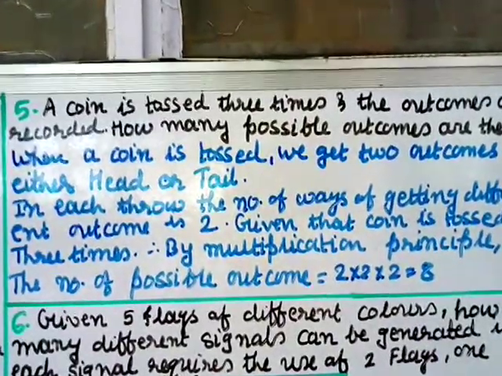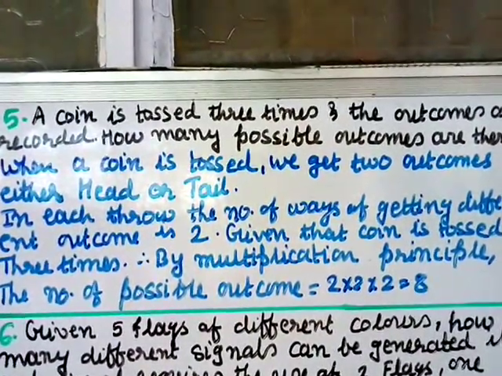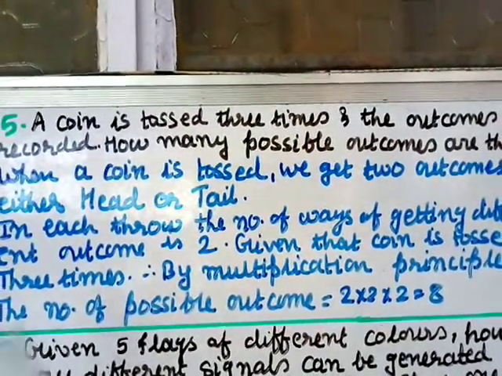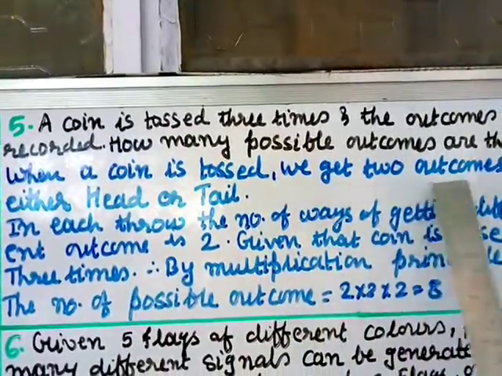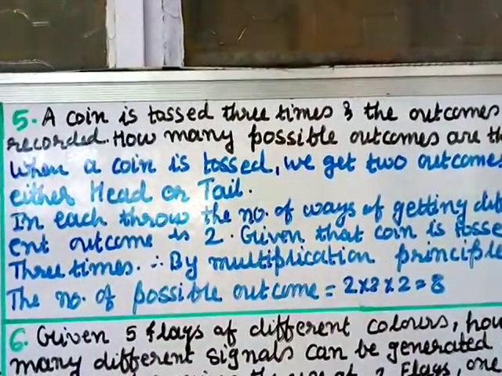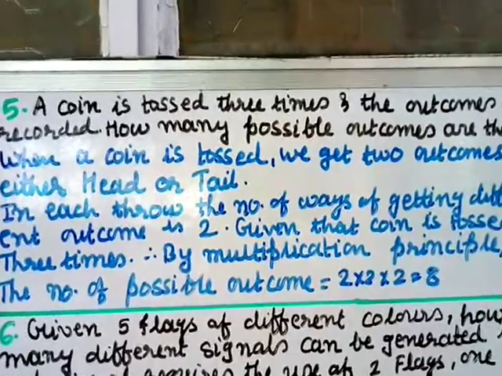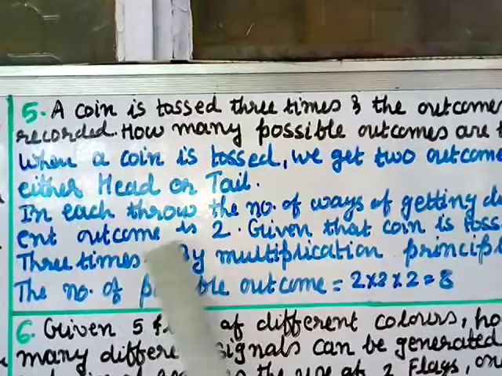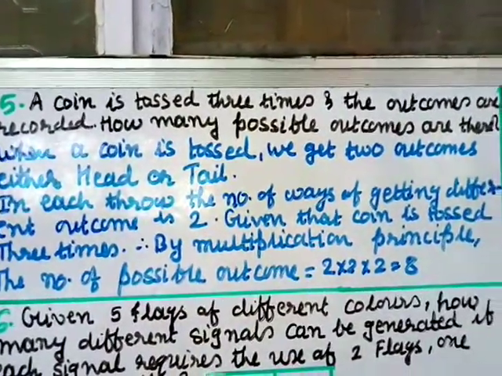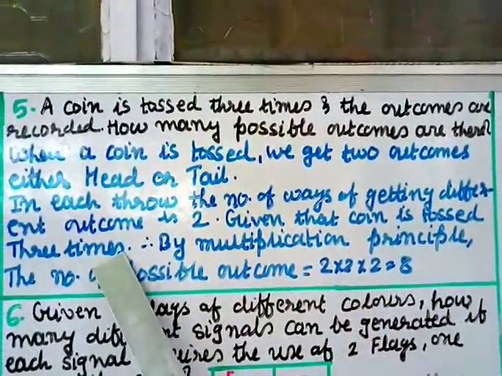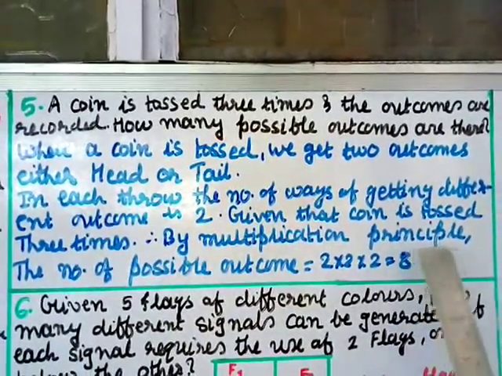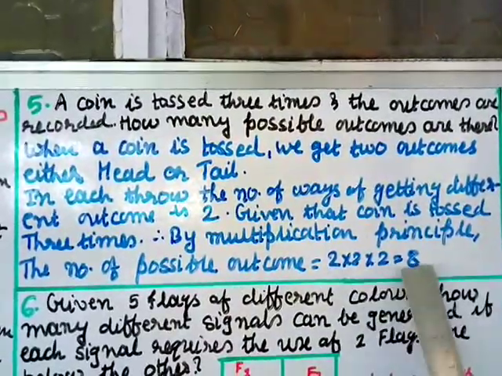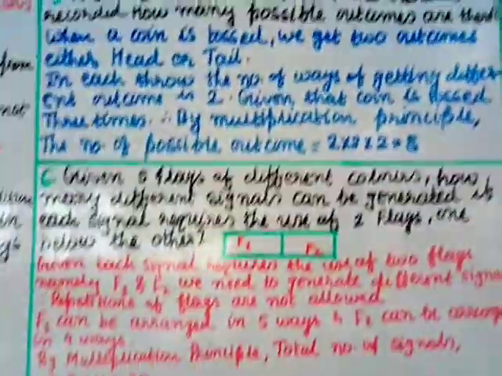Question number 5. A coin is tossed 3 times and the outcomes are recorded. How many possible outcomes are there? When a coin is tossed, we get 2 outcomes, either head or tail. Okay, we know that when you are tossing a coin, you have got either head or tail. In each throw, the number of ways of getting different outcomes is 2. Given that the coin is tossed 3 times, therefore, by multiplication principle, the number of possible outcomes will be 2 into 2 into 2, which gives you 8. So that is the solution for question number 5.